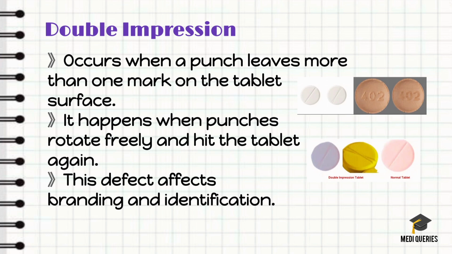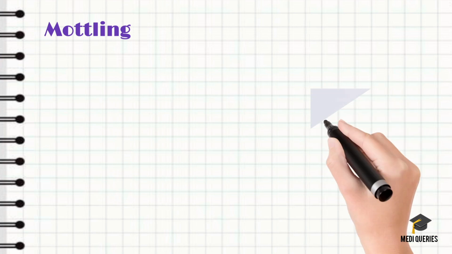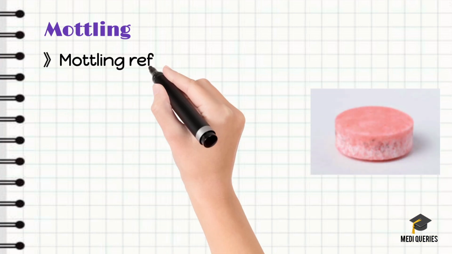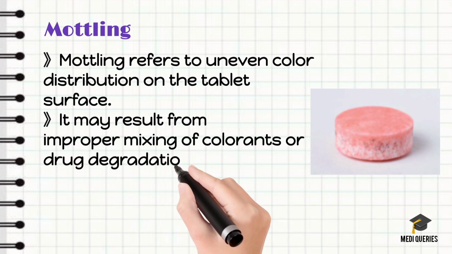Double impression may also confuse consumers or lead to mistaken identity of the tablets. To prevent it, ensure that the upper and lower punches are properly tightened and the punch guides are aligned. The tooling should be checked regularly for wear and tear, and cam tracks must be correctly adjusted. Sometimes switching to non-embossed punches is advisable for moisture-sensitive or sticking-prone formulations.